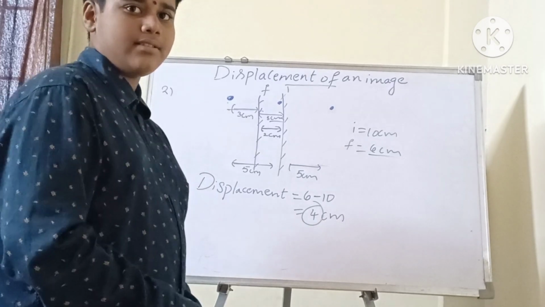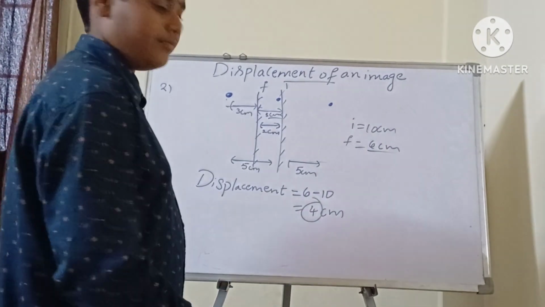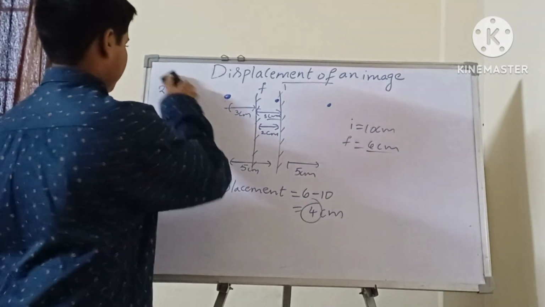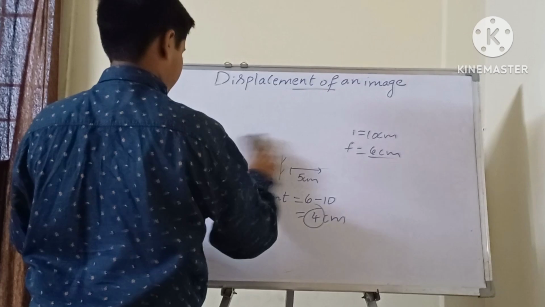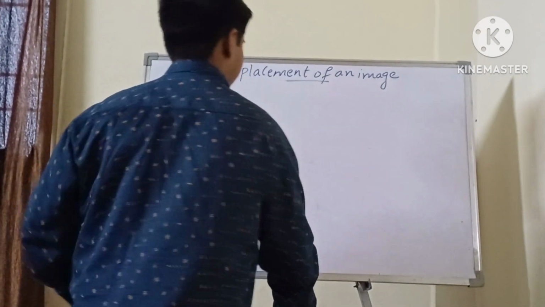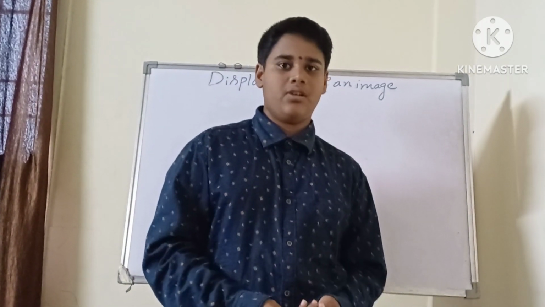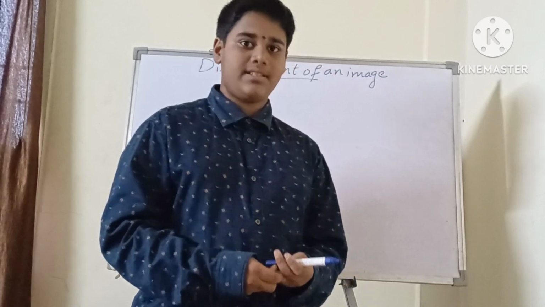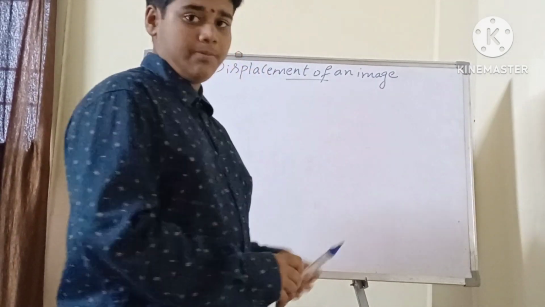So these are the cases of displacement of an image. In displacement of an image, there are two cases. First, changing the position of the object, and second, changing the position of the mirror. Okay. So this is the displacement of an image.